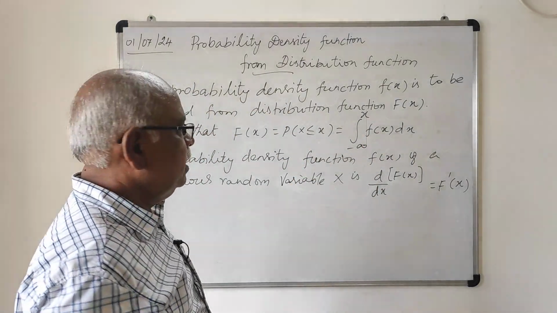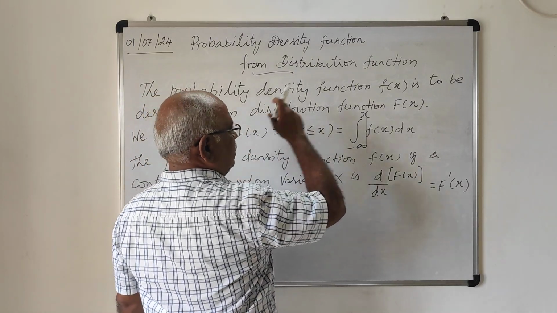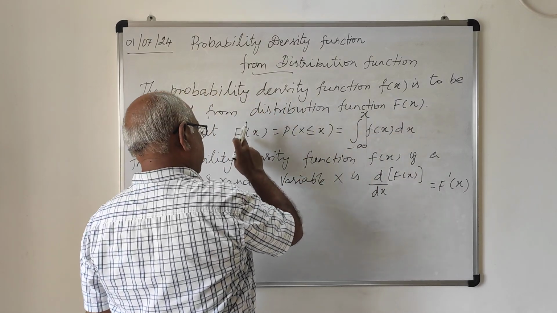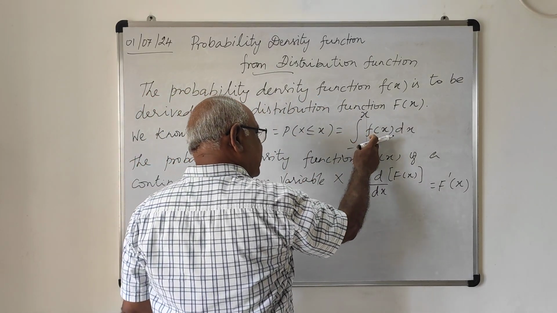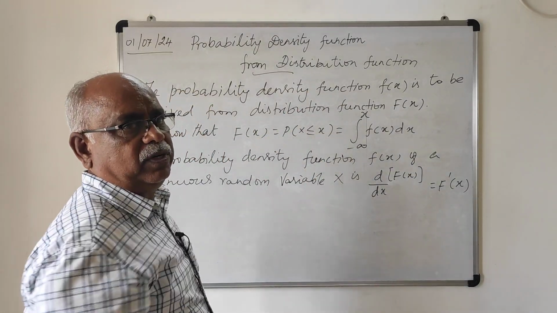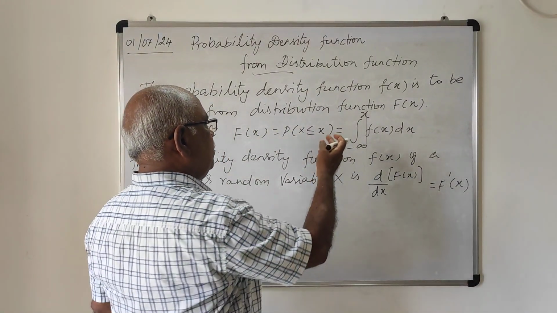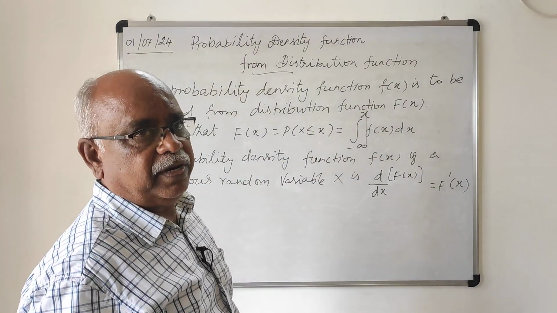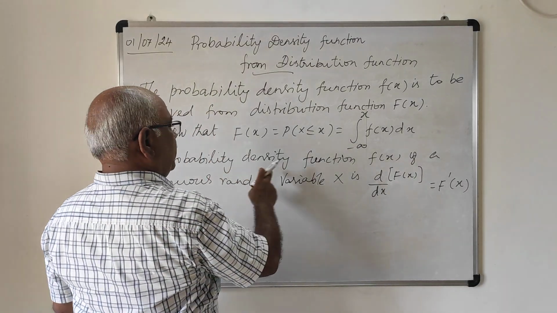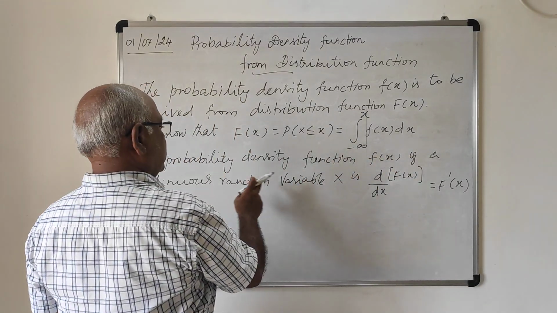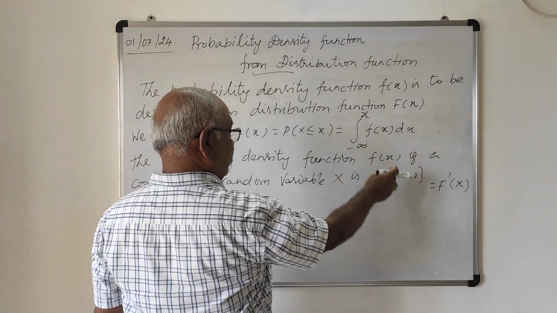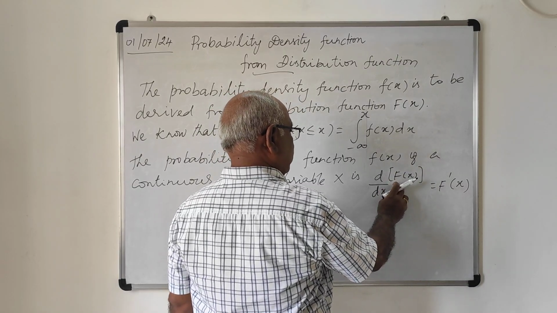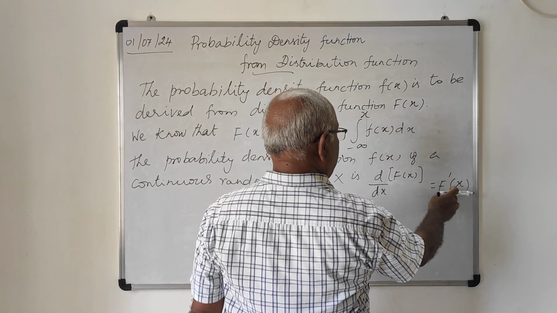Now in this case, capital F of x is given, we have to find out the density function small f of x. See, on integrating this density function, we will get capital F of x. Therefore, to get the density function small f of x from the distribution function capital F of x, we have to do the reciprocal action of integration, that is derivative of the function capital F of x gives you the probability density function. That is, the probability density function small f of x of a continuous random variable x is nothing but the derivative of distribution function, that is d by dx of distribution function capital F of x is equal to F dash of x.